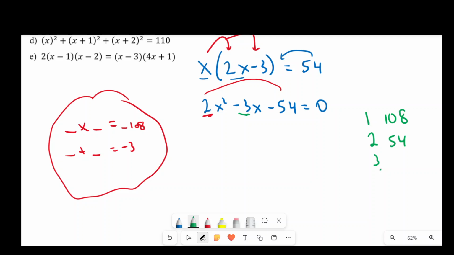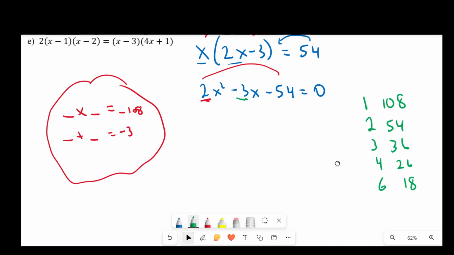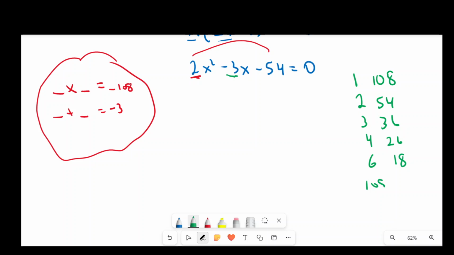So 108 divided by 3, that's 36. Divided by 4 is 27. 5 doesn't work. 108 divided by 6 is 18. Does it divide by 7? I doubt it. Doesn't. What about 8? Let's try 108 divided by 8. Oops. Sorry. My hand and my brain were not thinking the same thing for a second. Doesn't work. 108 divided by 9 is 12.